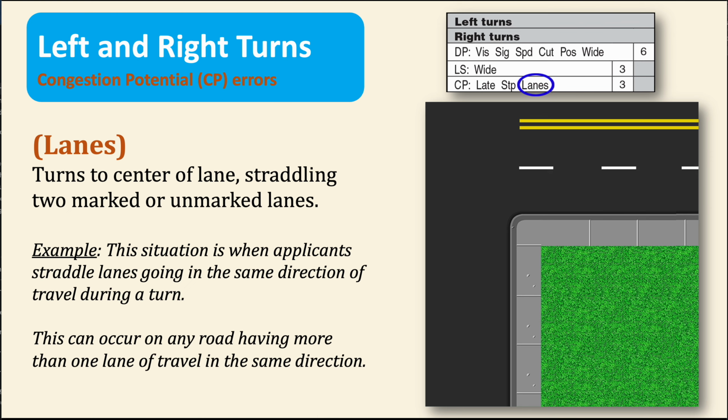And the last one's a bit of a weird one. I don't see it very often. I have seen it perhaps 2 or 3 times in 10 years. When the applicant turns to the center of a lane straddling two marked or unmarked lanes. So the situation is when they straddle lanes going in the same direction, not opposite directions. It can occur on any road having more than one lane of travel in the same direction. So if they turn and they're riding right over the middle here and they just keep on going for a little bit, lanes.